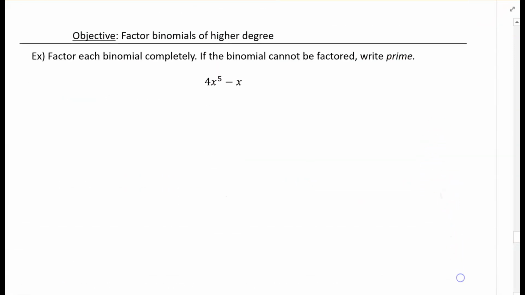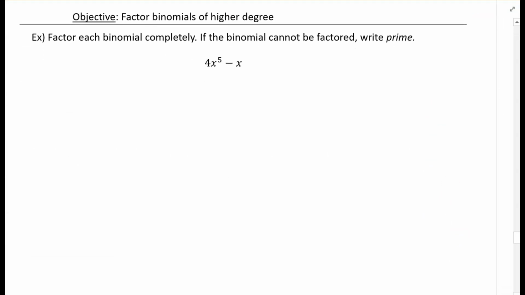Okay, I believe this is my last example. For each binomial, factor each binomial completely, and if it can't be factored, write prime. So one more time. First, check GCF. I have an x, so I have a GCF of x. All right. Then you want to see 4x to the 5th divided by x. That's going to give you 4x to the 4th power, because I removed one of the x's, minus x divided by x is going to be 1.